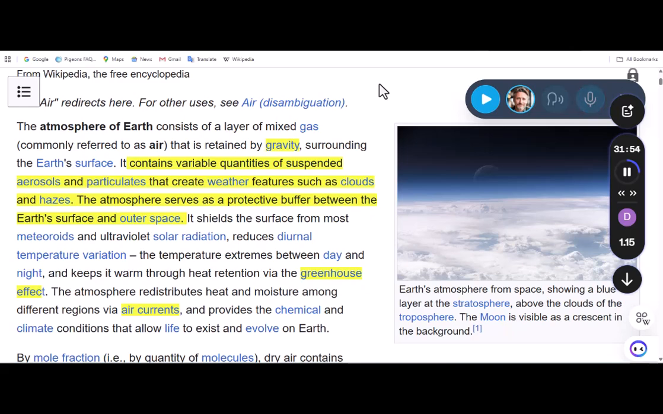The International Space Station orbits in the thermosphere between 370 and 460 kilometers, 230 and 290 miles. It is this layer where many of the satellites orbiting the Earth are present.